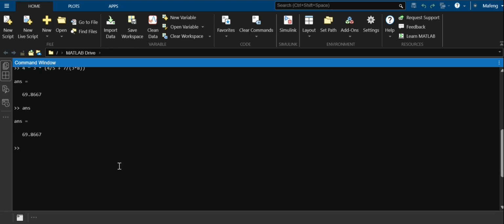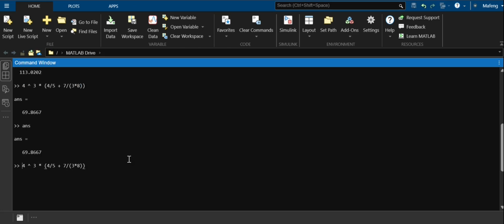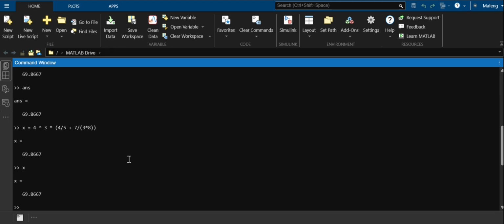Okay, so we could have stored this value in a variable like this, x equals this. So instead of it being stored in ans, it will be stored in x. And we can make reference to it whenever we want. X times answer, x plus ans.